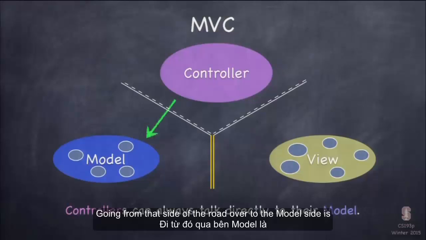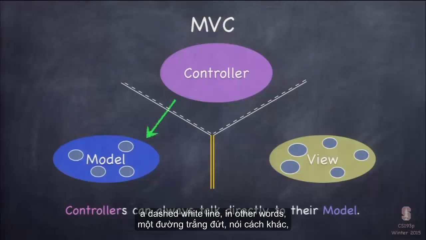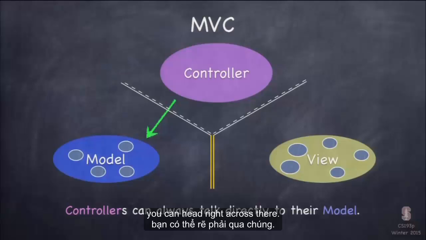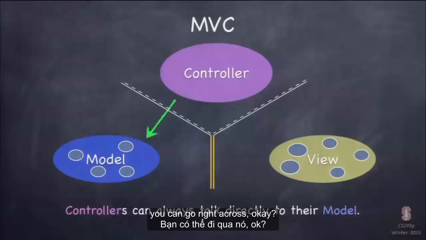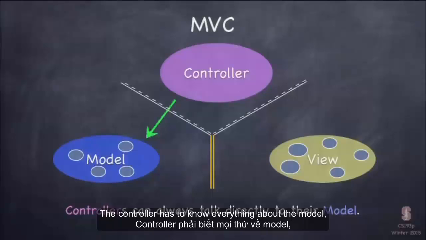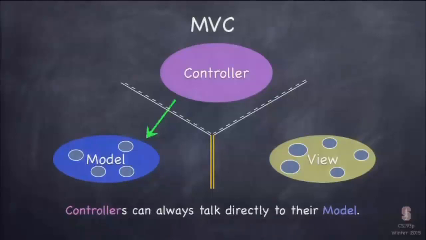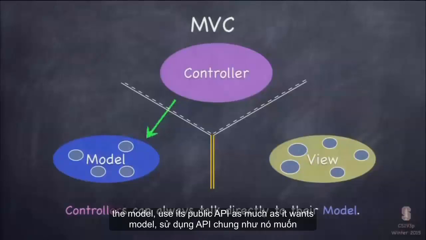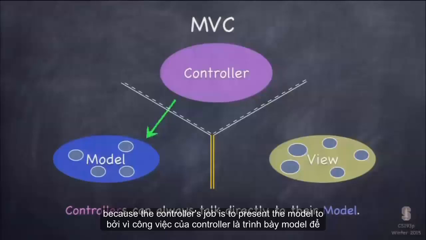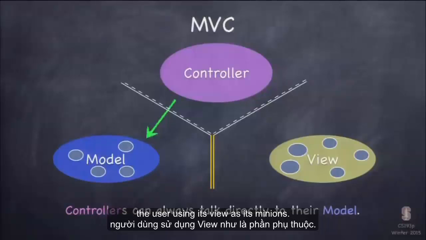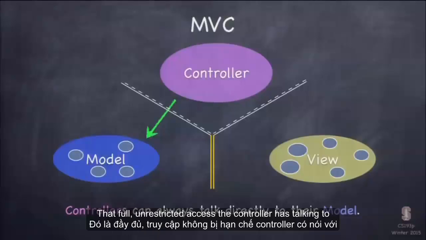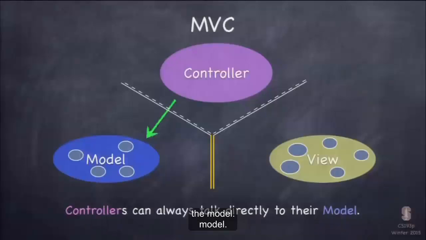Well, going from that side of the road over to the model side is a dashed white line. In other words, you can head right across there. Probably want to look before you go, but you can go right across, okay? The controller has to know everything about the model, and it has to have complete ability to talk to the model, use its public API as much as it wants, because the controller's job is to present the model to the user using its view as its minions. So it has to have this access. So that's full unrestricted access the controller has talking to the model.